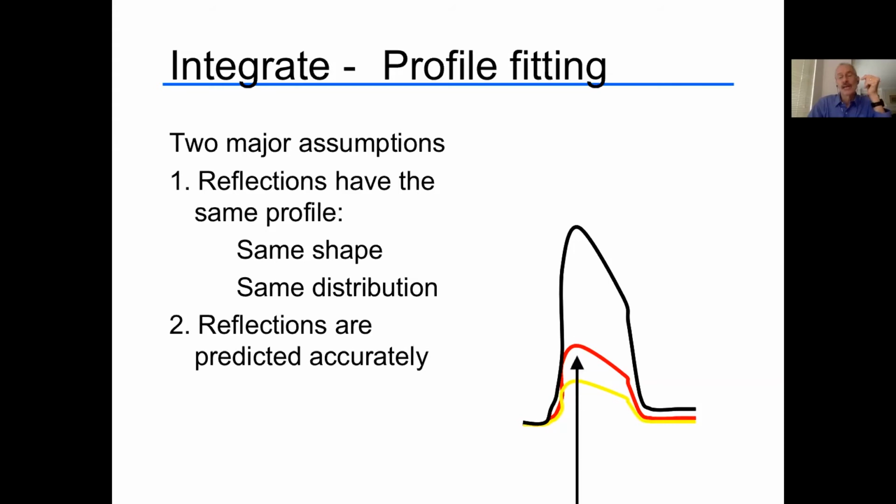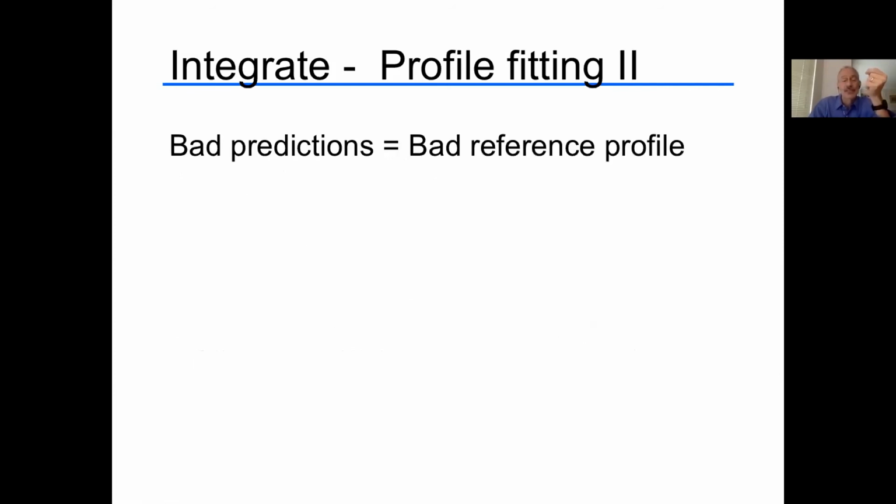If these are all lined up right, then let's say the value here of this pixel times a scale factor should be equal to the value of the red. And if the shape is the same, and we do this for other pixels in this profile, the scale factor between the red and the black should be the same. So we can sum up all of the pixels and get the least squares fit of all of these scale factors, okay? But this depends on having the reflections predicted accurately.